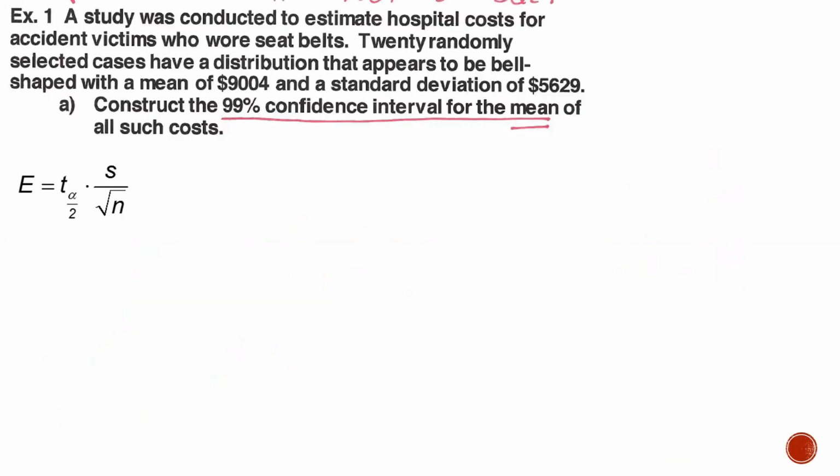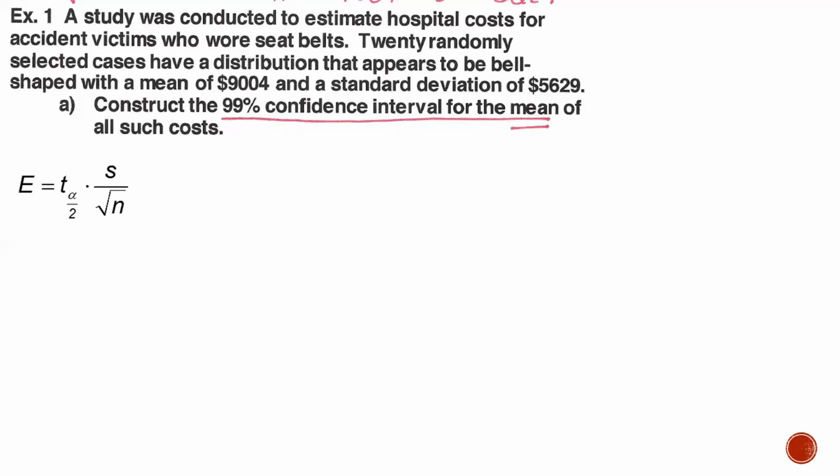All right, let's read this problem. Example 1. A study was conducted to estimate hospital costs for accident victims that wore seatbelts, right? 20 randomly selected cases have a distribution that appears to be bell-shaped with a mean of $9,004 and a standard deviation of $5,629.